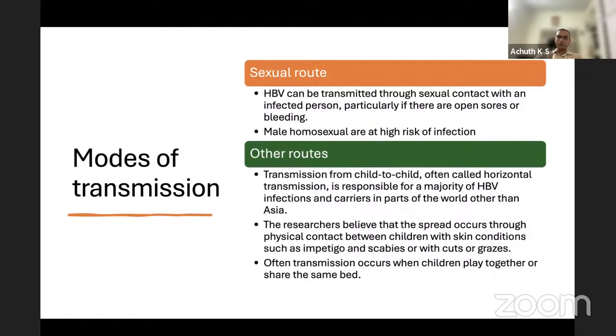What are the other routes of transmission? That is transmission from child to child, what we call horizontal transmission, and it is responsible for the majority of HBV infections. The researchers believe that spread occurs through physical contact between children who have skin conditions, scabies, cuts or wounds like that. But till now I have also not seen these cases. This is one of the possibilities.